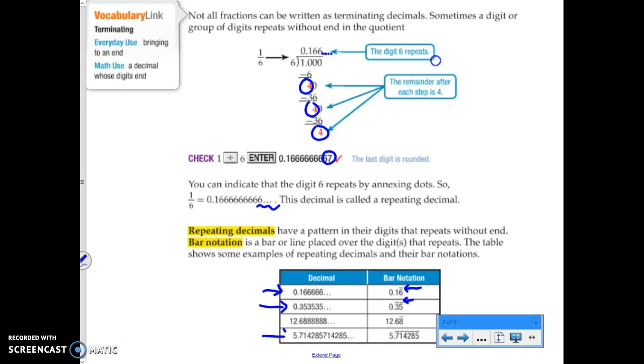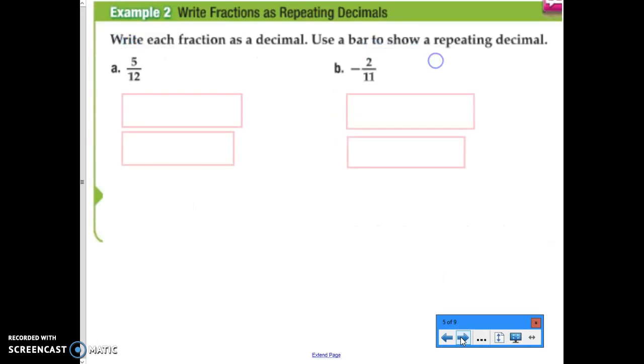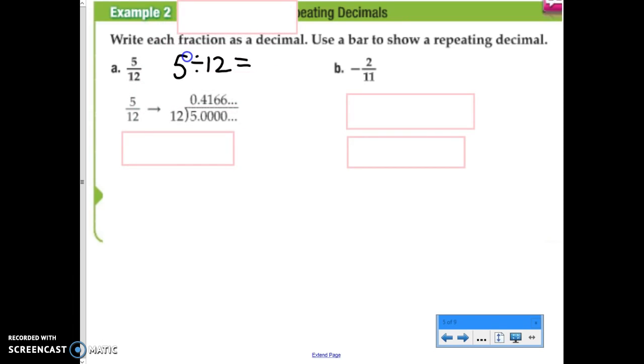On the bottom here, you can see that 0.714285, all 6 of those digits, that group of numbers, continuously repeats over and over again. So that's why the bar is placed over all 6 digits to indicate those repeating decimals. The next example here says write each fraction as a decimal and use the bar to show a repeating decimal. So remember in your calculator, you would write 5 and you would divide that by 12. Hit your equal sign, and you are going to come up with 0.41666 repeating, okay?